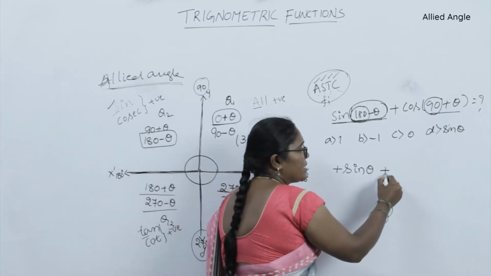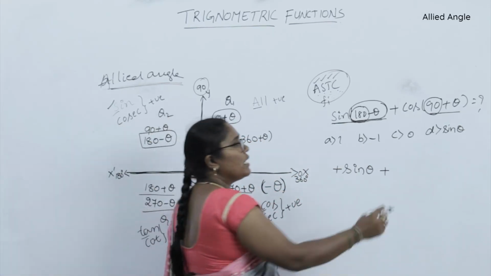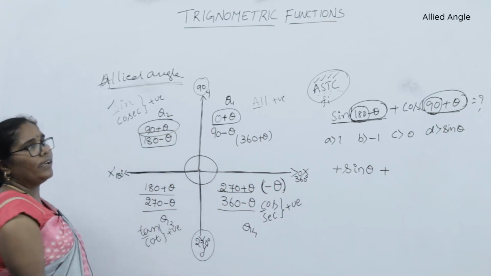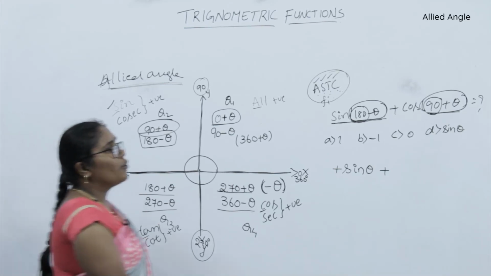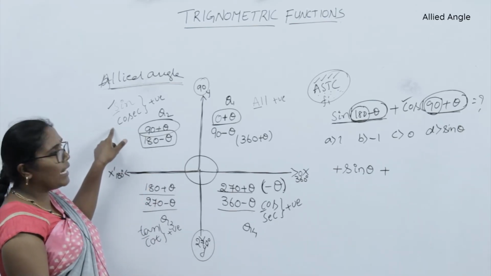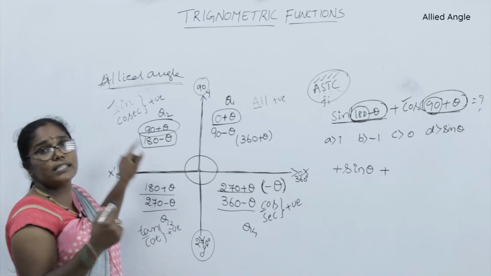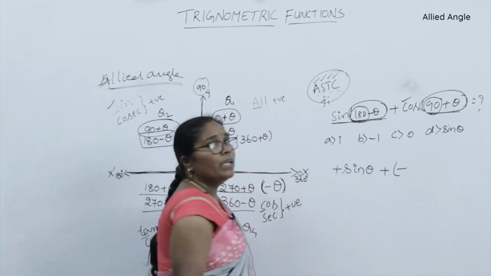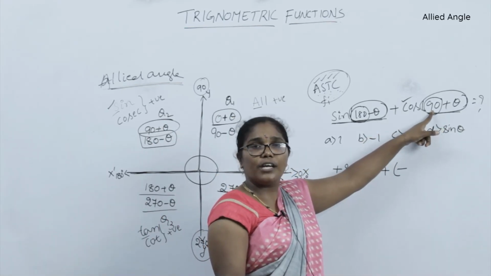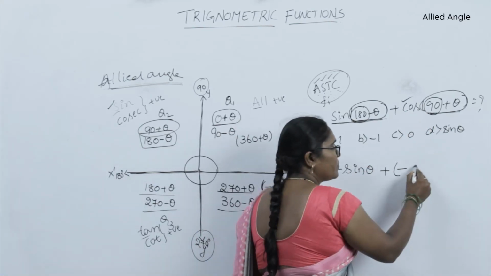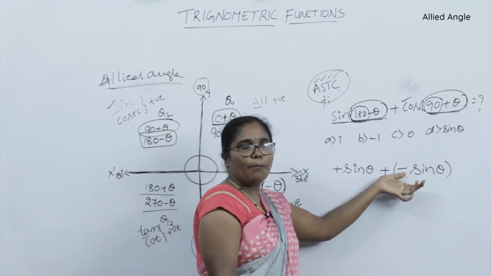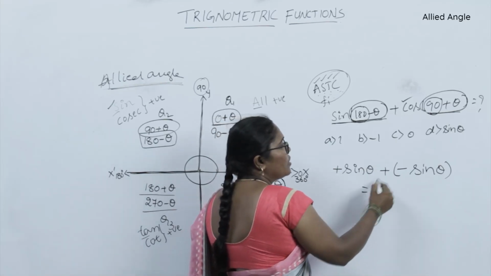Okay, next, plus cos(90 plus theta). First we look at the allied angle. 90 plus theta is in which quadrant? Again the same, the second quadrant. In the second quadrant, the given ratio cos theta is positive or negative? Only sine and cosecant are positive there, so cos is negative. So I am going to write here minus. And 90 can change the ratio. How does it change? Cos changes to sin. Therefore sin, angle is theta. Sin theta plus into minus, minus sin theta is equal to 0. So what is the answer here?